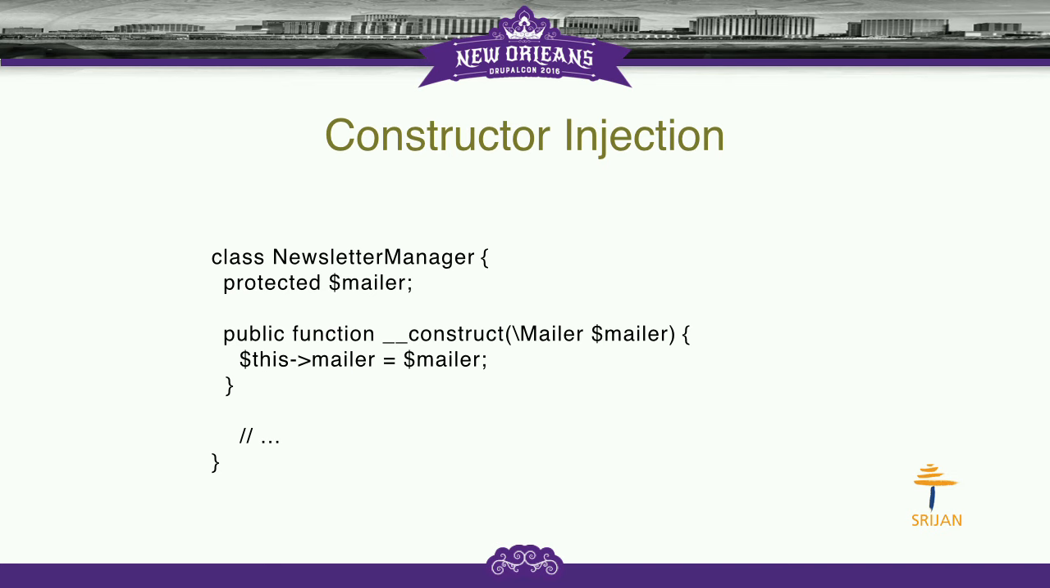In this example, the newsletter manager is a class, and now I have to send a mail about my newsletter. So my class cannot work without the dependency, right? So that's what constructor injection is. You just pass it as a parameter to your constructor.